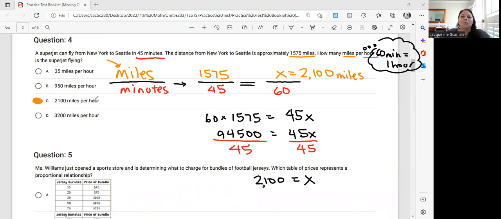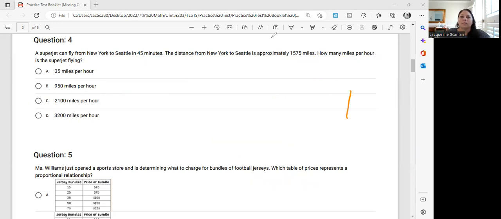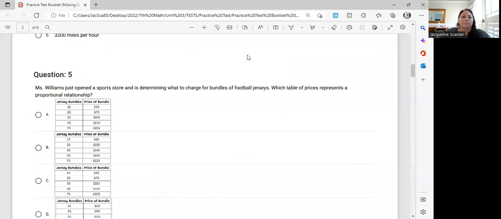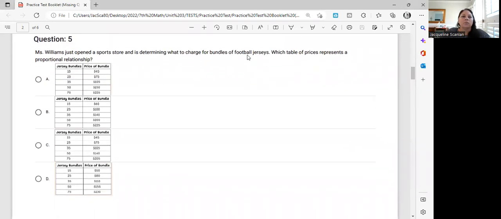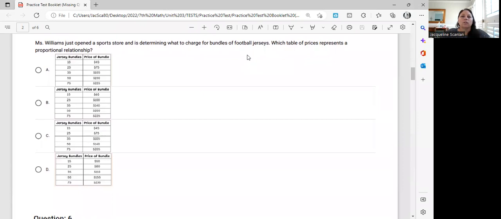All right, let's do one more problem. We're going to do question number 5. All right, this one says, Miss Williams just opened a sports store and is determining what to charge for bundles of football jerseys. Which table of prices represents a proportional relationship?